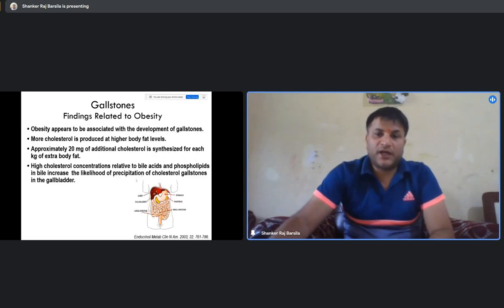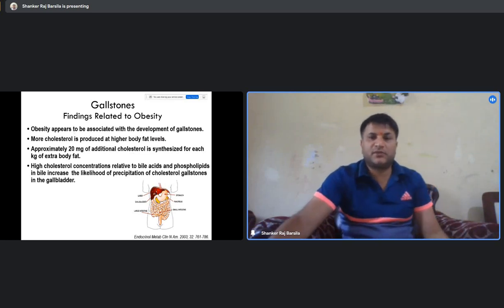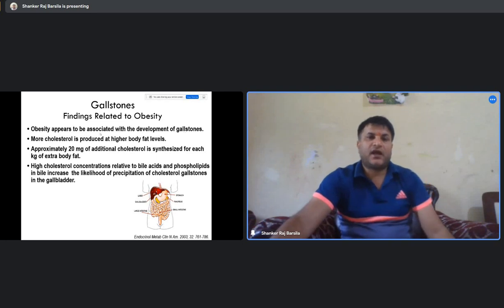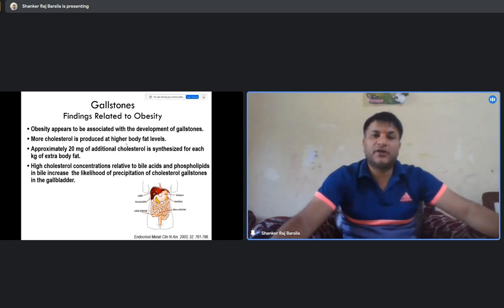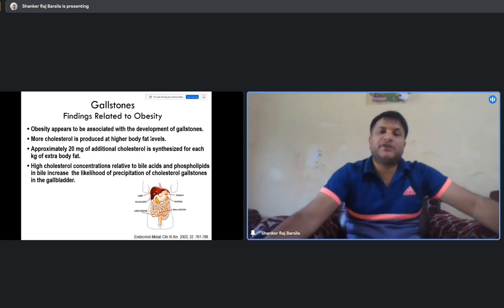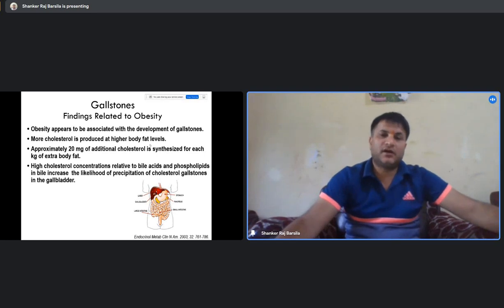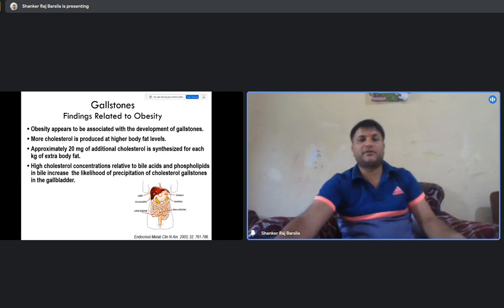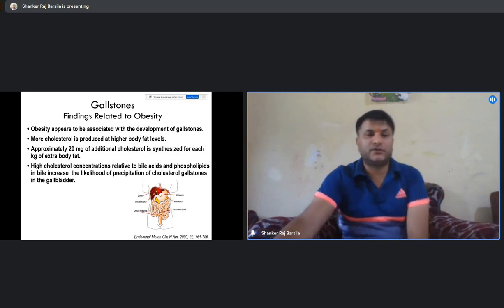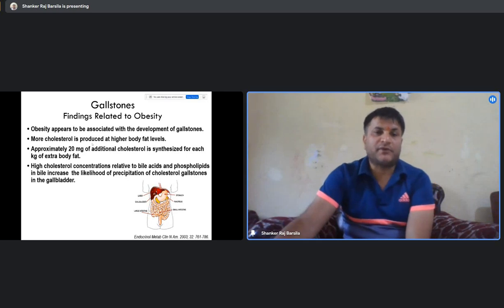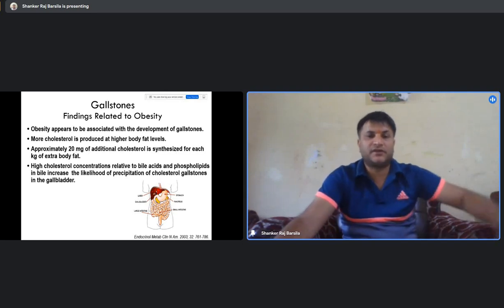Then there are some findings related to gallstones. Obesity appears to be associated with the development of gallstones. That is clear. And more cholesterol is produced at higher body fat levels, mostly from intake of fat of animal origin, butterfat, ghee, or other animal fat-derived foodstuffs, which may increase the risk of gallstones in obese people. Approximately 20 milligrams of additional cholesterol is synthesized for each kg of extra body fat. This is the main reason, okay?